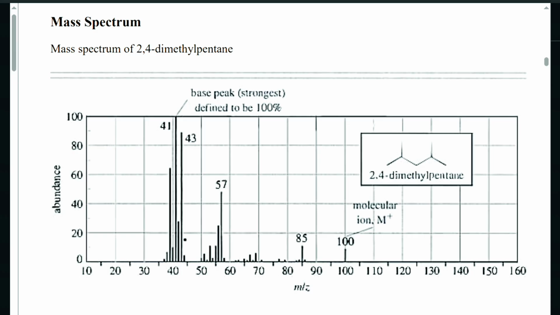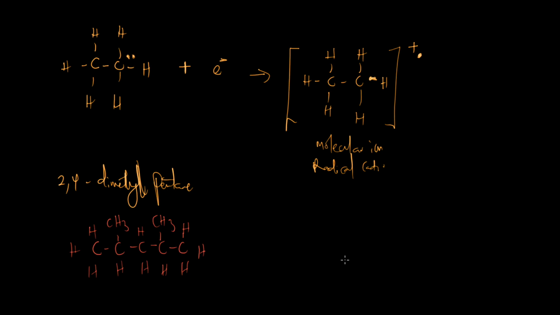So the first thing we see here is the molecular ion, which is the M plus, or molecular ion, or radical cation, right? So we see this M plus here. If you look at it, it is at the point of 100. So let's see the molecular mass of this.